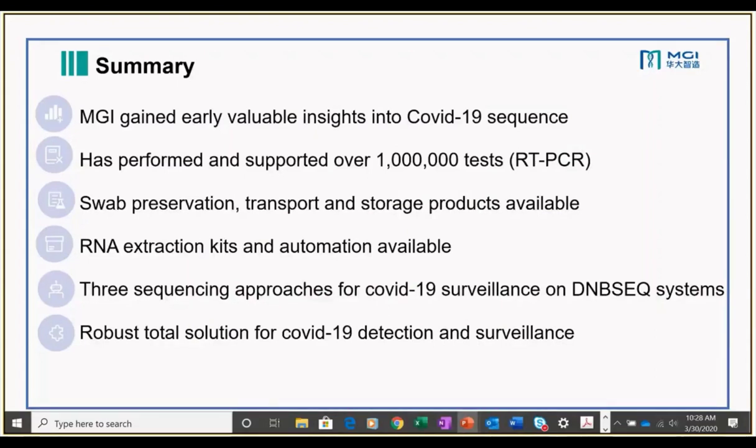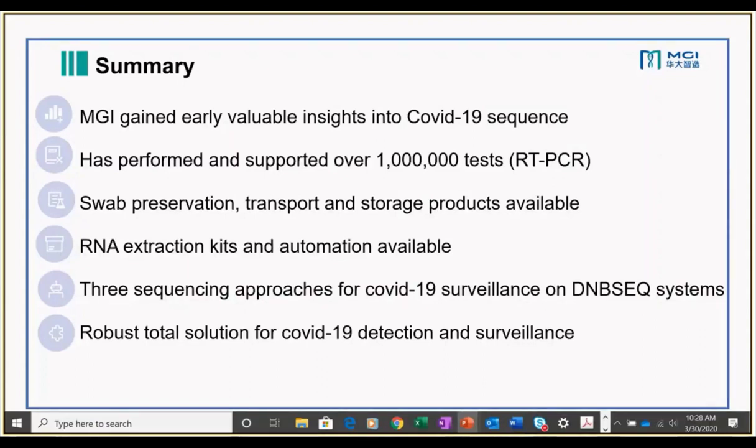So to summarize, I hope I have convinced you that BGI and MGI have gained very early valuable insights into COVID-19 genome. With our experience right from the beginning and the products and the solutions that we have deployed, we are in a very good position to support initiatives in COVID-19 detection and surveillance.